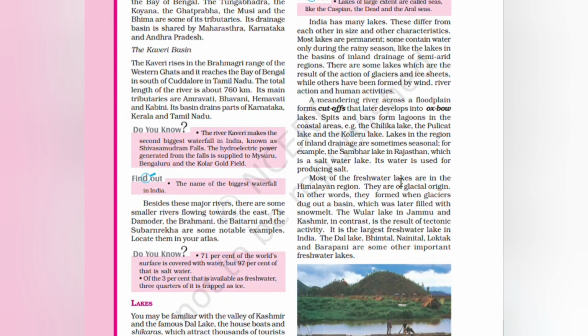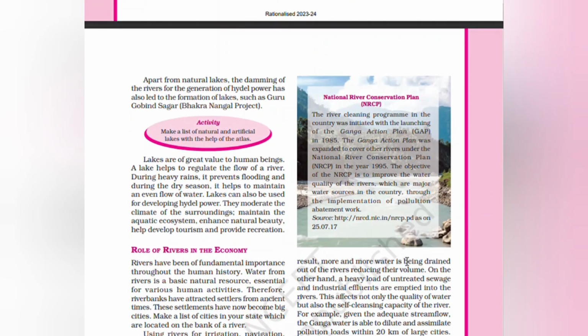Most of the freshwater lakes are in the Himalayan region. They are of glacial origin. In other words, they formed when glaciers dug out a basin which was later filled with snowmelt. Wular Lake in Jammu and Kashmir, in contrast, is the result of tectonic activity. It is the largest freshwater lake in India. The Dal Lake, Bhimtal, Nainital, Loktak, and Barapani are some of the important freshwater lakes.